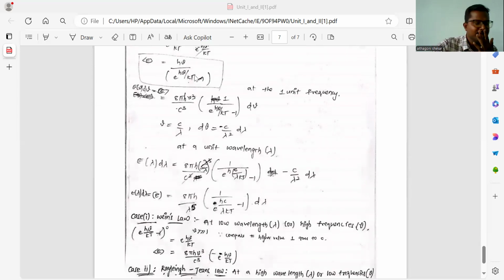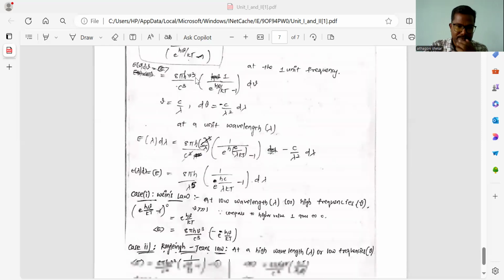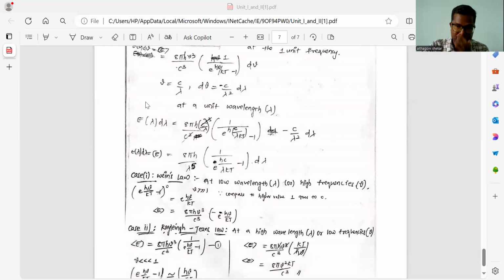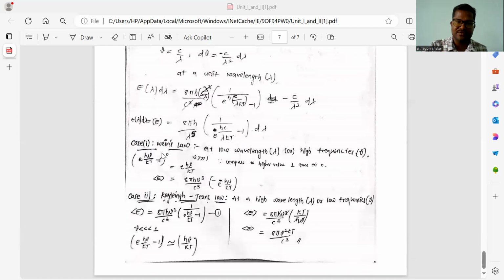This is the final value of Planck's radiation law. What is the case one? Rayleigh-Jeans fails. How does Planck's law succeed? Case one is according to Wien's law. Wien's law applies only at lower wavelengths and higher frequency. Higher frequency means infinity.